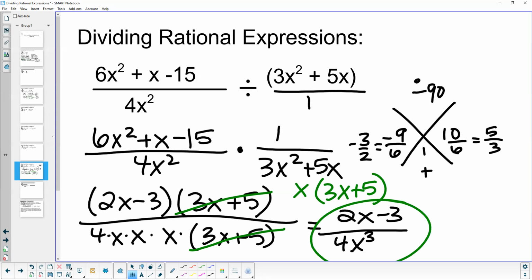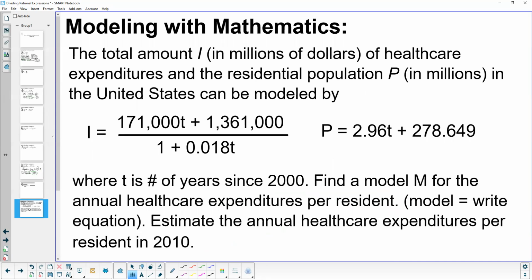Now, we're going to do one last problem here in which we're talking about how we can apply this idea in the real world. So here's a question. It says the total amount in millions of dollars of healthcare expenditures and the residential population in the United States can be modeled by the two following expressions.